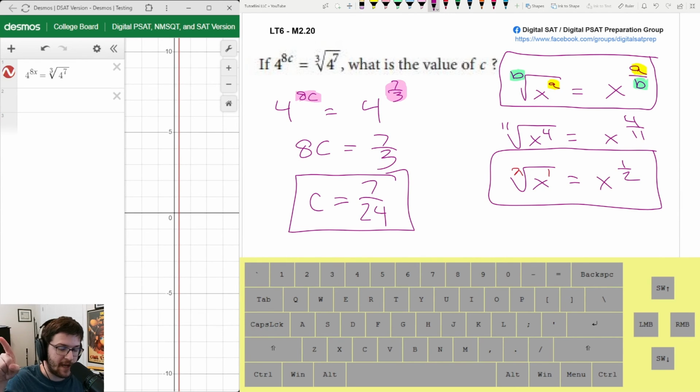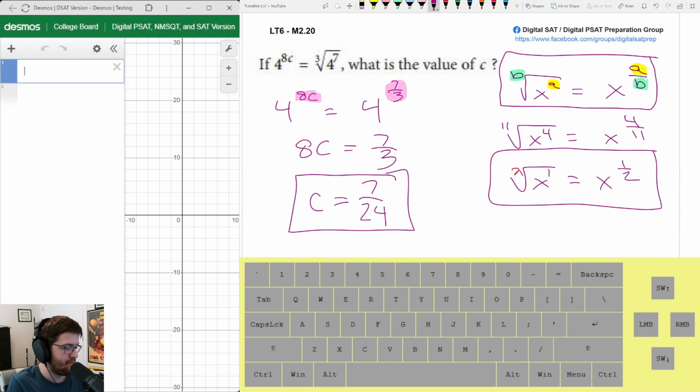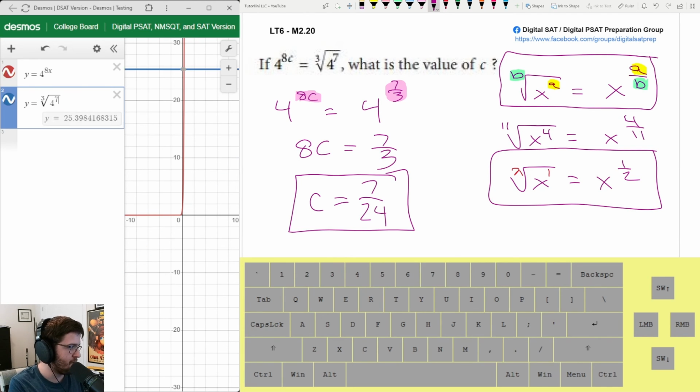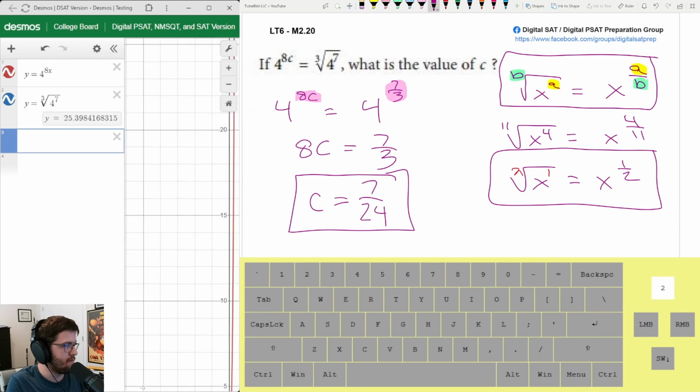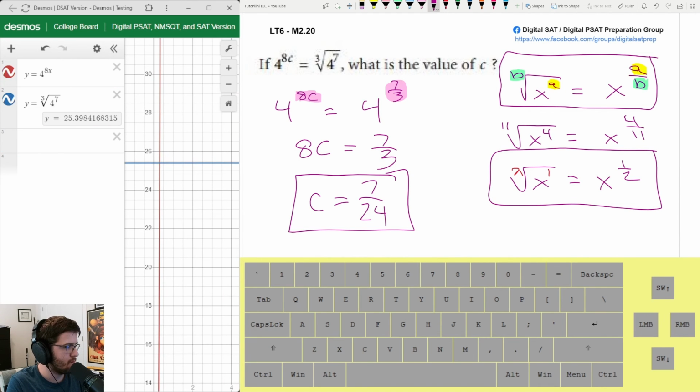When that happens, remember we talked about Desmos lesson number 1. We break it into a system. So I'm going to start over. Y equals 4 to the 8x. Y equals CBRT, 4 to the 7. I zoom in, and I get 0.292 for x.